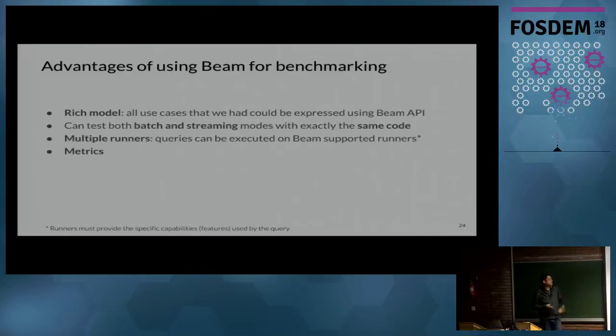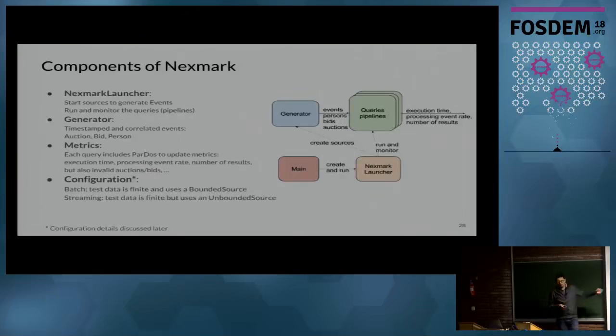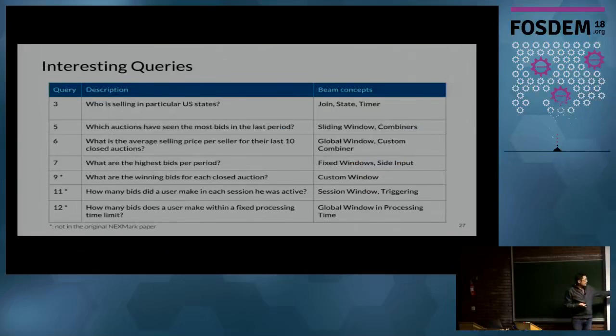And well, the advantage of using Beam for benchmarking is that we cover some of these issues that we discussed before. We have a rich model in the semantic sense. We have one code that will allow us to execute in every system. And also we can benefit from all the metrics that Beam has included, the API for metrics. So we're going to discuss quickly the implementation. We have just four big boxes. We have a launcher that executes one configuration of the benchmark. We have a generator that is going to create these events in the system. So these events are like new people, new bids, new auctions. And we have metrics that calculate everything, and we have the configuration of the benchmark.